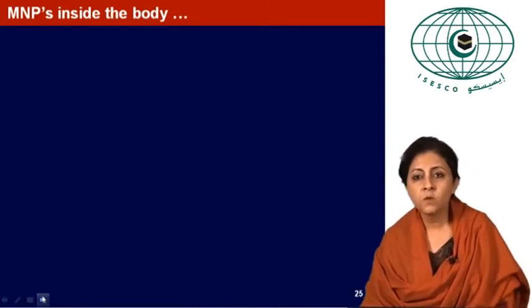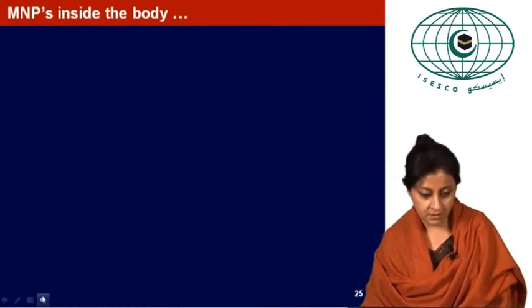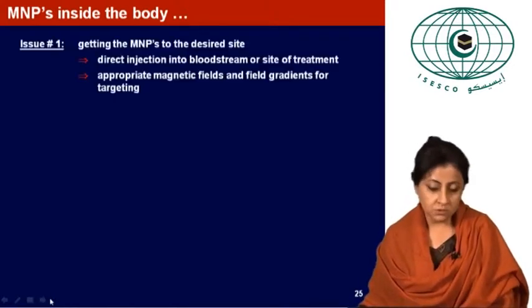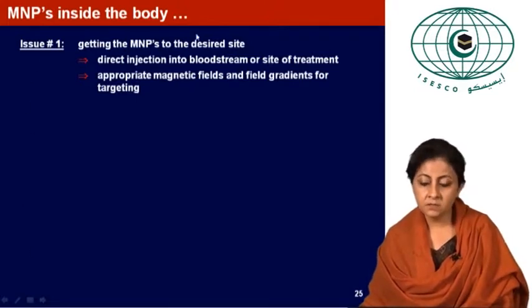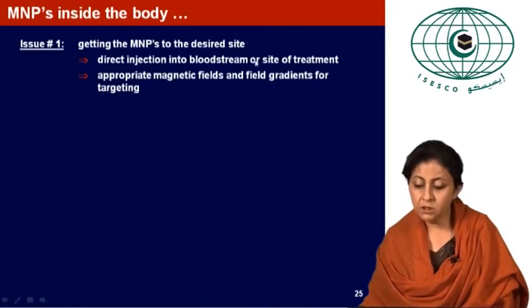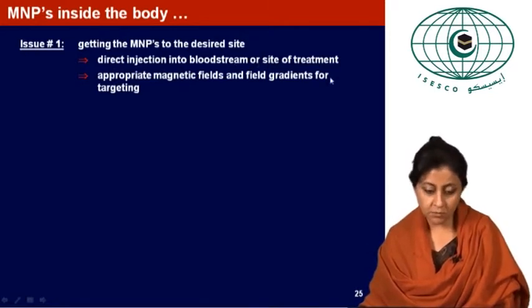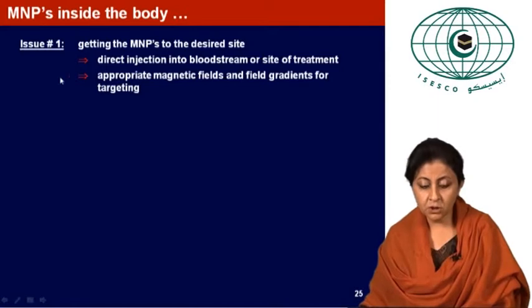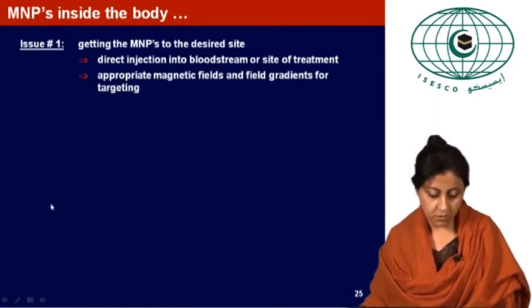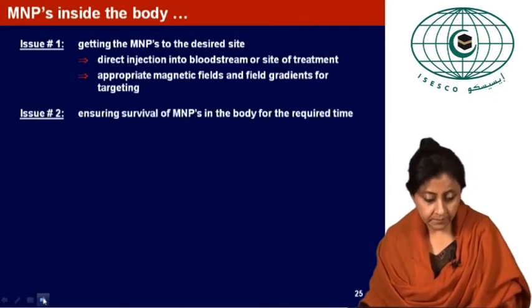Okay, so to be able to use magnetic nanoparticles in biomedicine, one needs to put them inside the body. So one needs to understand what happens to magnetic nanoparticles once they are inside the body. There are several issues. The first one is getting magnetic nanoparticles to the desired site. So direct injection into the bloodstream or site of treatment is one option. And of course you can use appropriate magnetic fields and field gradients for targeting, or to get the magnetic nanoparticles where we want them to be.